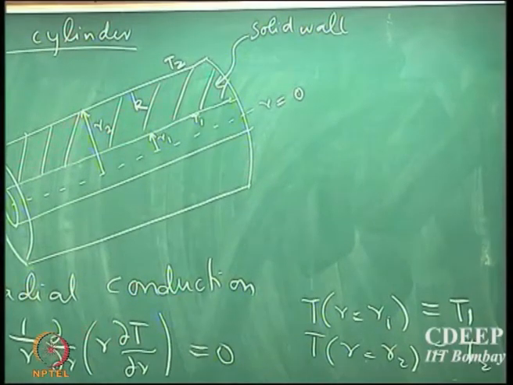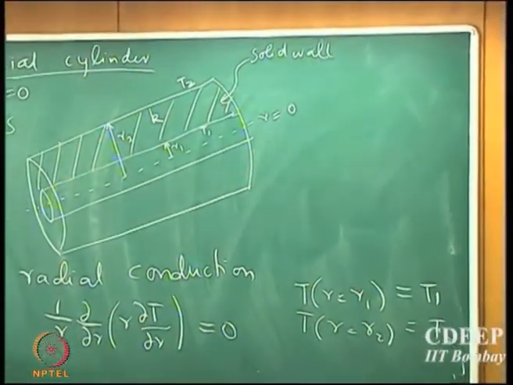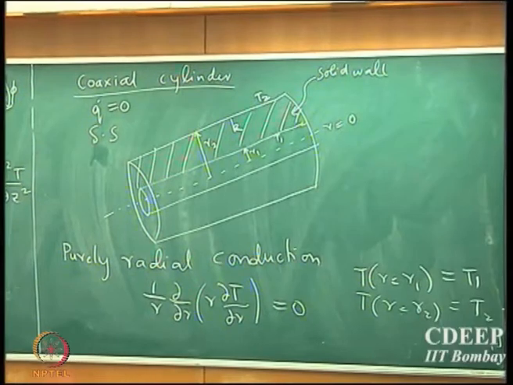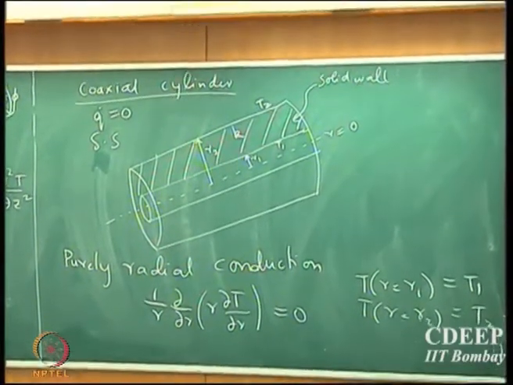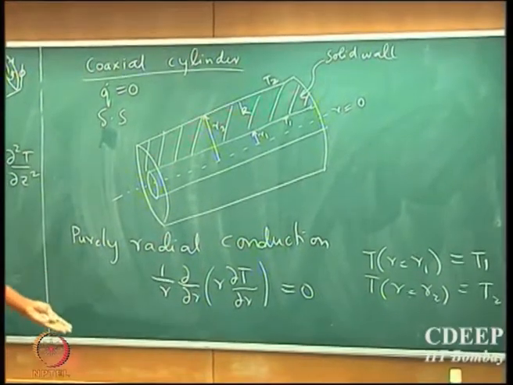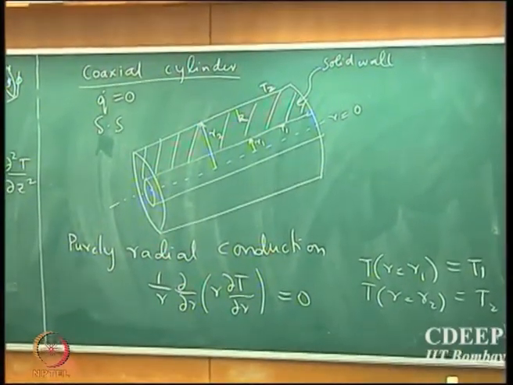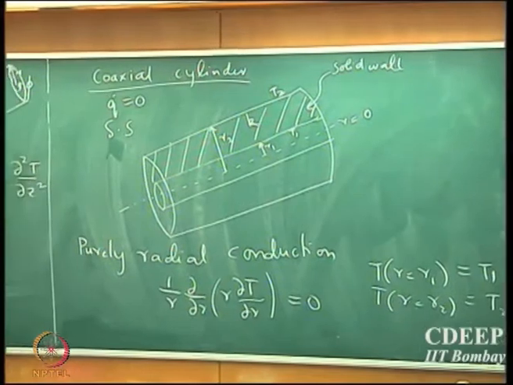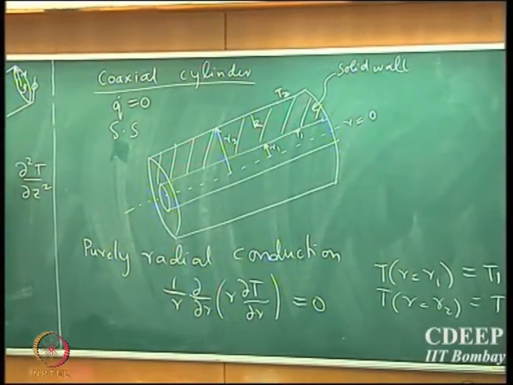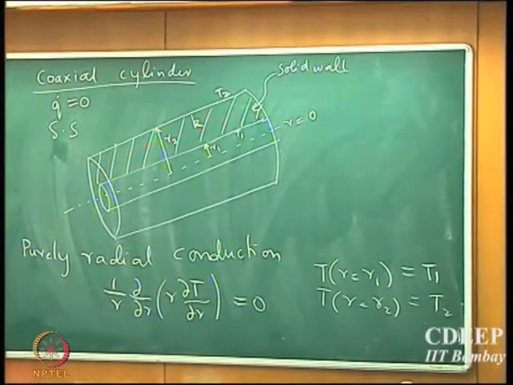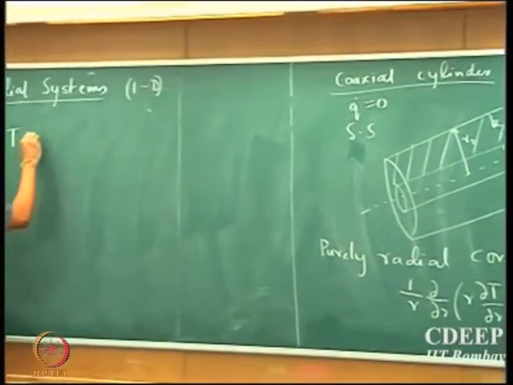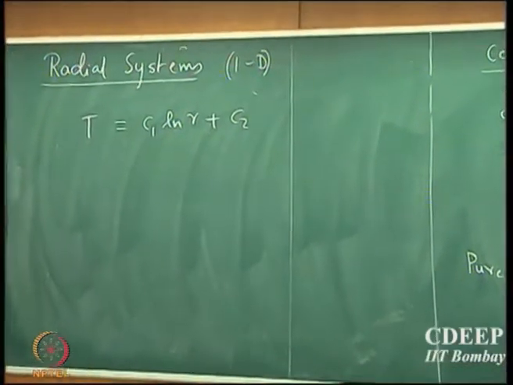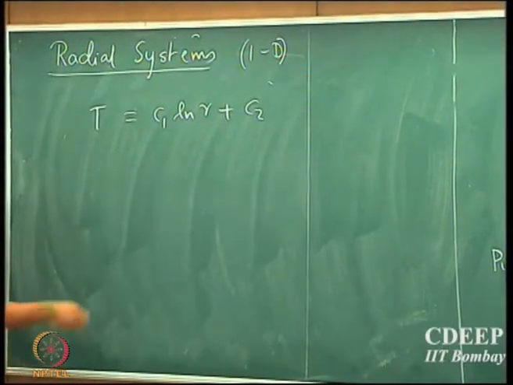What is the general solution of this equation? You want to try? Yeah, it is log, but what is it? C1 ln r plus C2, right? So the general solution is C1 ln r plus C2, where ln stands for the natural logarithm, and now we can substitute the boundary conditions.